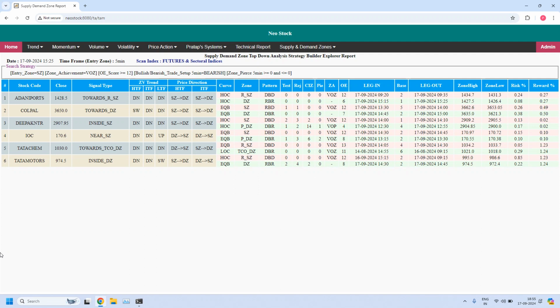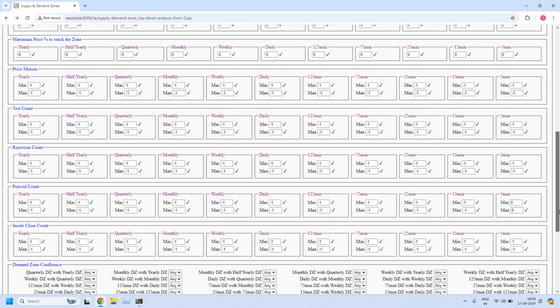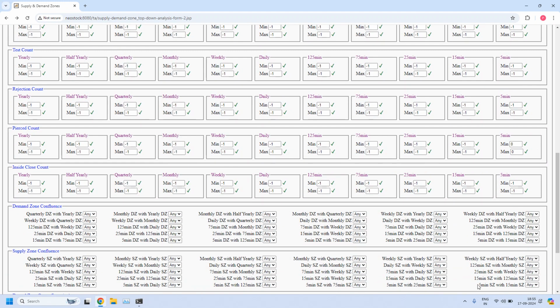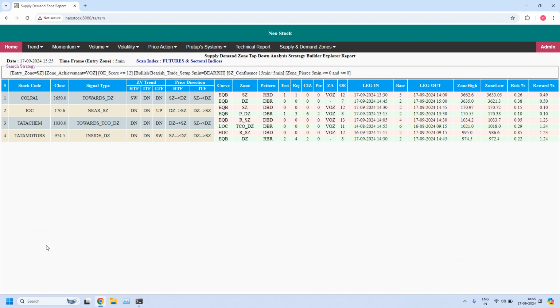All these 6 stocks are currently supporting bearish trade setup for hourly income trade, that is entry time frame 5 minutes. Okay, now let's verify out of these 6 how many are having a 5 minute supply zone with 15 minute supply zone confluence. That means 5 minute zone should be part of the 15 minute zone. That is a high probability setup. So in the supply zone confluence, I am enabling the filter 5 minute supply zone with 15 minute supply zone confluence. Now let's verify. 4 stocks are filtered.